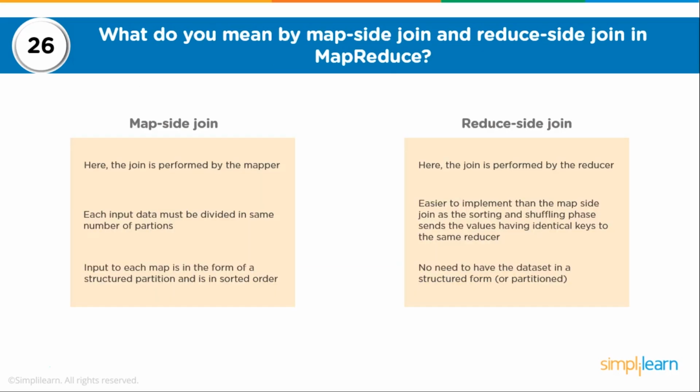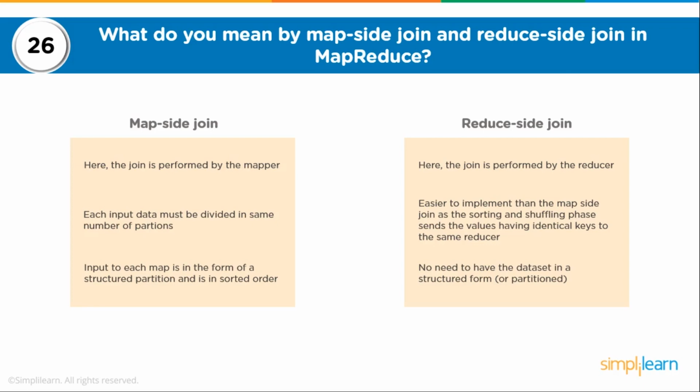Now, what is the difference, or what do you mean by map side join and reduce side join? Map side join is basically when the join is performed at the mapping level or at the mapping phase, or is performed by the mapper. So each input data which is being worked upon has to be divided into the same number of partitions. Input to each map is in the form of a structured partition and is in sorted order.